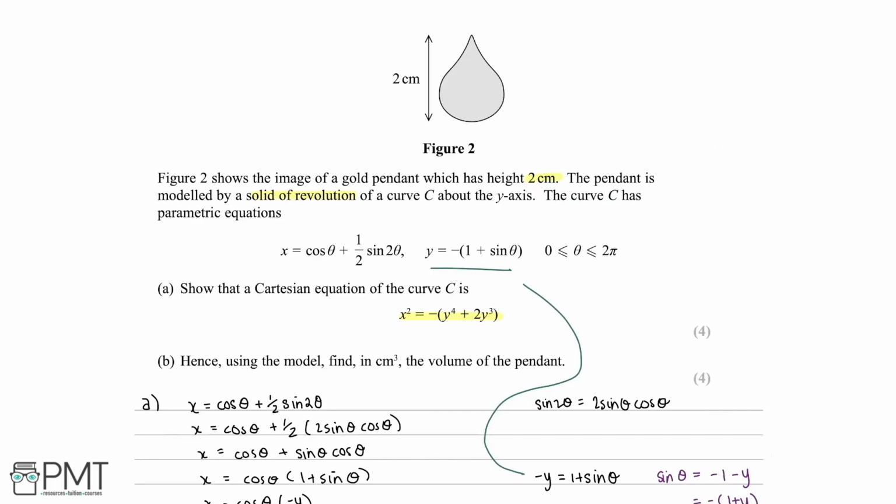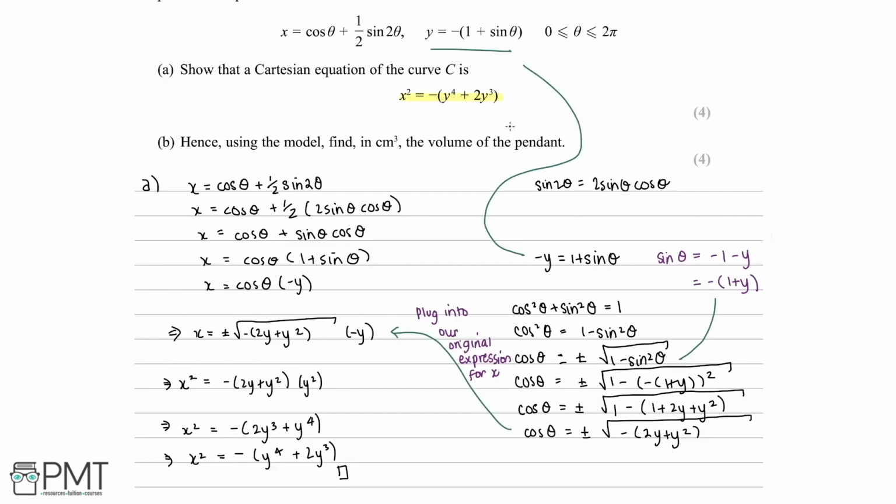Now that we've answered part A, let's find out where the marks are. In part A, you get 1 mark for noticing that x is equal to minus y times cos theta. You get another mark for noticing that sine of theta is equal to minus y plus 1, and thus substituting it into our cos theta is equal to plus or minus root 1 minus sine squared theta to give you this simplified expression for cos theta.